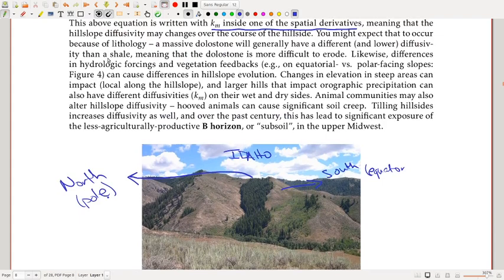Animal communities could also alter hillslope diffusivity. And by the way, I'm just going to draw in here, drier, wetter. There's no way you're going to be able to read that. I can't even read that, and I'm writing it. Wetter. Hoofed animals can cause significant soil creep, as can tilling, etc. We've talked about a bunch of these processes.